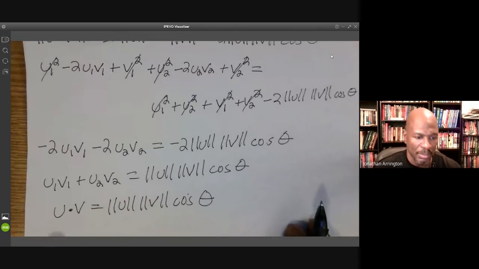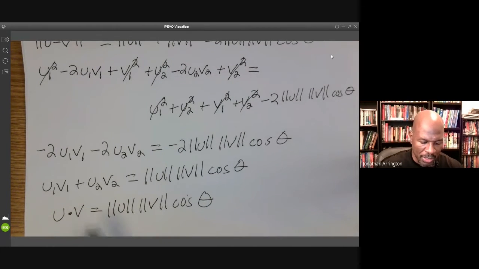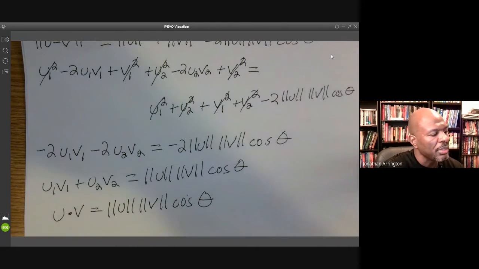All right, but now remember, what we're trying to do here is solve for theta. We're trying to find the angle between the two vectors, which is theta. So to get theta by itself, we're first going to divide by norm u, norm v. And let's do that on a separate sheet.